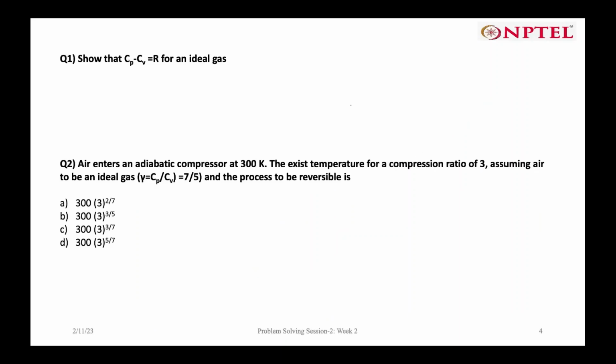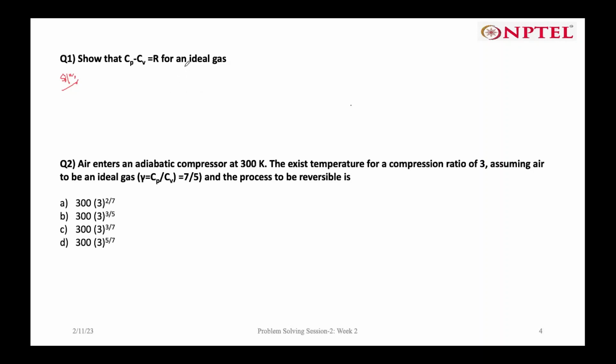Now coming to the questions. Show that Cp minus Cv is equal to R for an ideal gas. Try to solve. Are you following or not? Yes, sir, we are following. Okay, good. So try to solve.